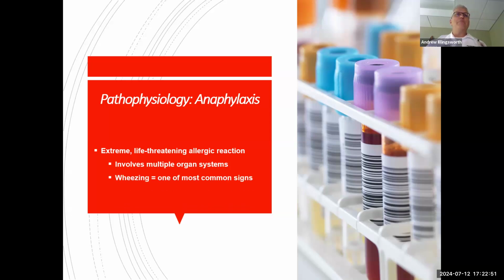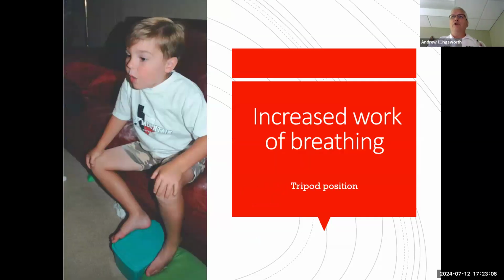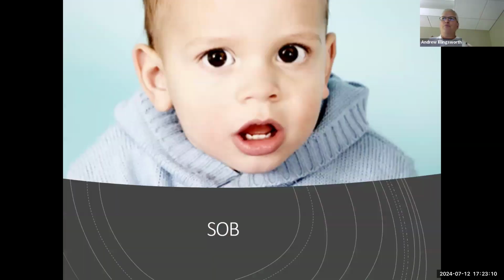Wheezing is one of the most common signs we see with anaphylaxis. But it's not just wheezing, it's so much more. What we're going to do is look at the signs and symptoms: the wheezing we're seeing with shortness of breath and increased work of breathing. So we have that tripoding kid, of course, right? That shortness of breath could be rapid, labored, noisy breathing.